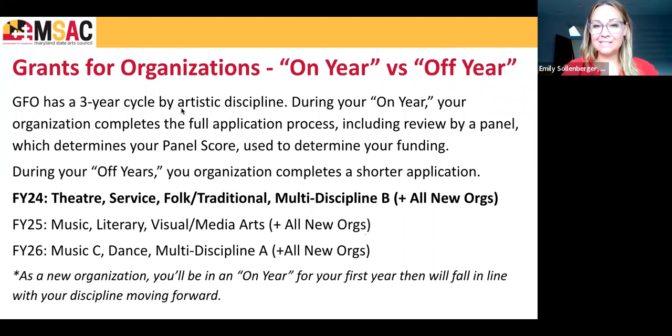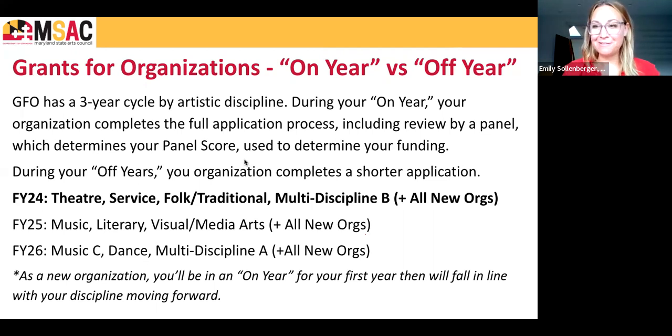So then cycling into the next year for FY25, you'll see music, literary, visual and media arts, and then all the new organizations for next year will complete the on year for FY25, and then following FY26, music C, dance, multidiscipline A, and the new organizations for that year. So then it kind of just cycles through. So basically about a third of our organizations are in an on year each year, and the other 2/3 are off. That just helps with capacity for everybody, you as an applicant, along with State Arts Council staff, and we trust the process moving through this.